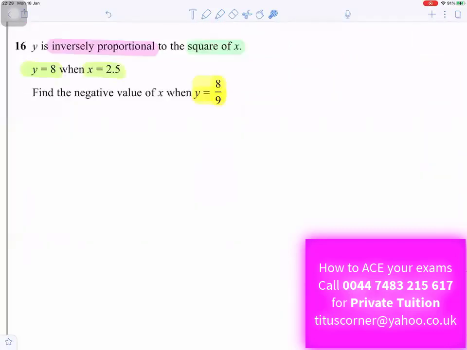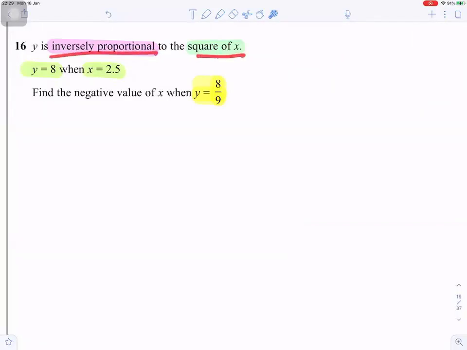Question number 16. Y is inversely proportional to the square of x. Y equals 8 when x equals 2.5. Find the negative value of x when y is 8 over 9. So we want to find the negative value of x when y is 8 over 9.